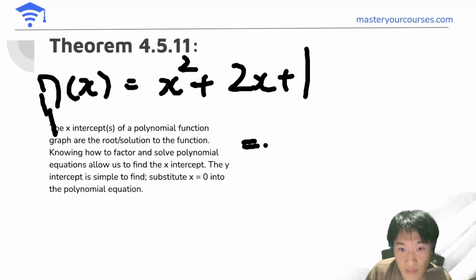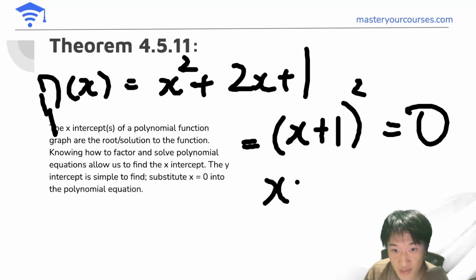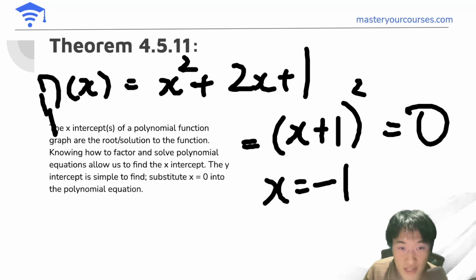Now, you've seen this case many times. You can factor this right off the bat: x plus 1 squared. Well, the x-intercept is actually just the root of this, the solution of this function when it is equal to 0. What is that? Well, it's when x is equal to negative 1. So when y is equal to 0, right?